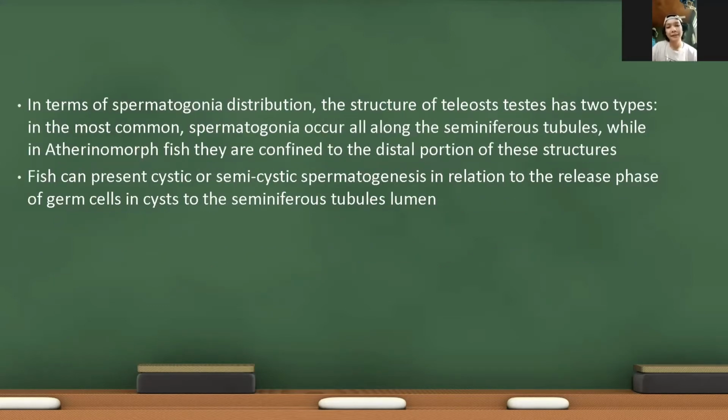Next, in terms of spermatogonia distribution, the structure of teleost testes has two types. In the most common, spermatogonia occur all along the seminiferous tubules, while in atherinomorph fish, they are confined to the distal portion of these structures. Fish can present cystic or semicystic spermatogenesis in relation to the release of germ cells inside the seminiferous tubule lumen.